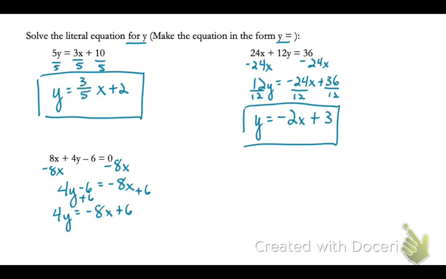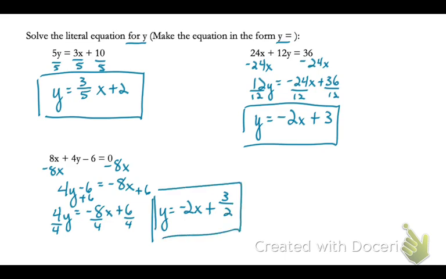One last thing to get this into y equals form. y is being multiplied by 4, so let's divide everything by 4. And that will leave us with y equals negative 2x, because negative 8 divided by 4 is negative 2, plus, and then let's just reduce that fraction, so 3/2.